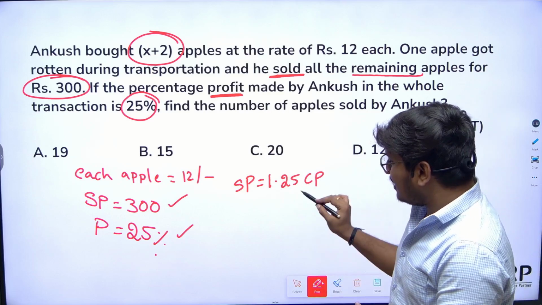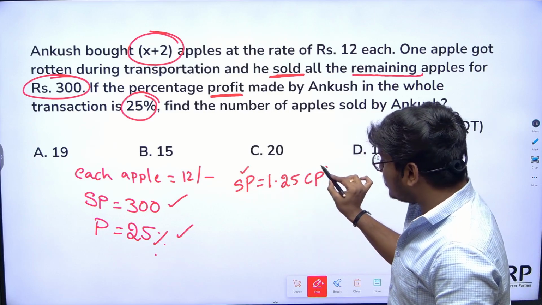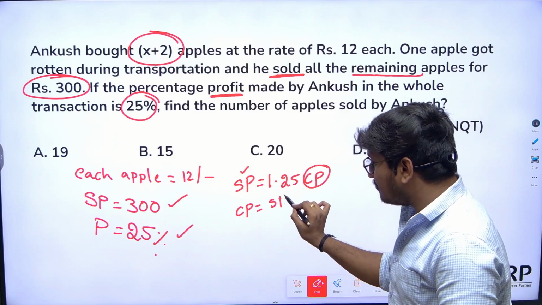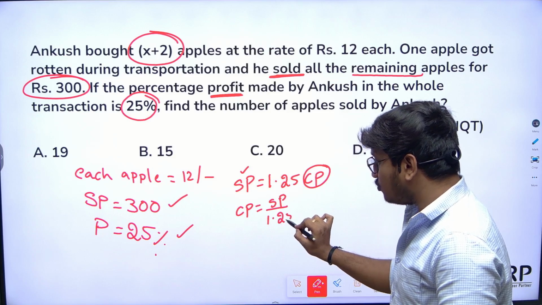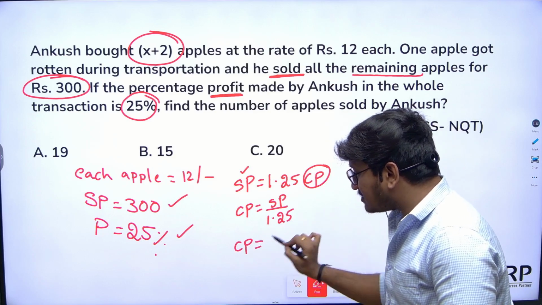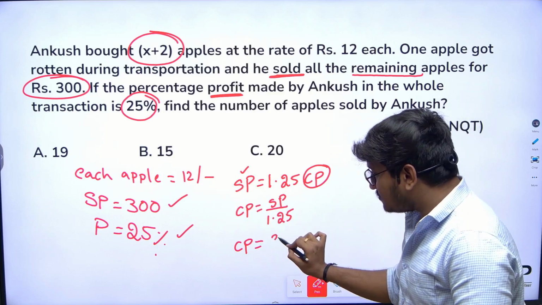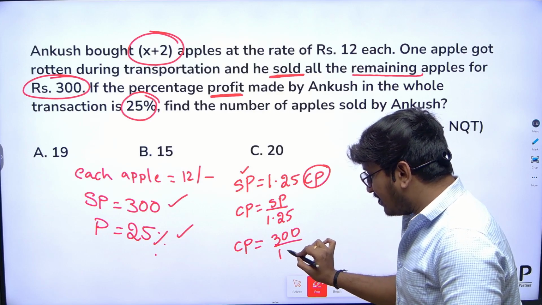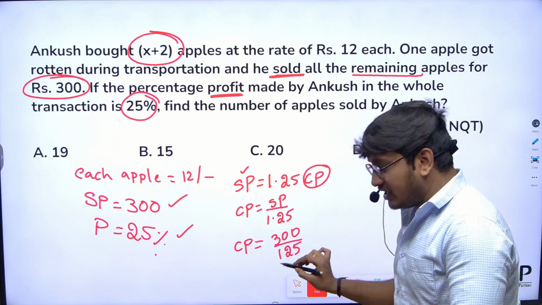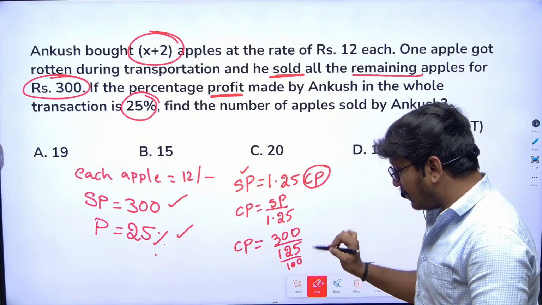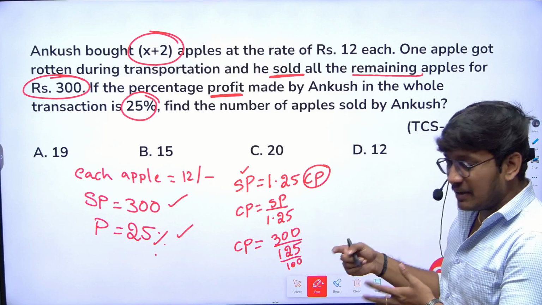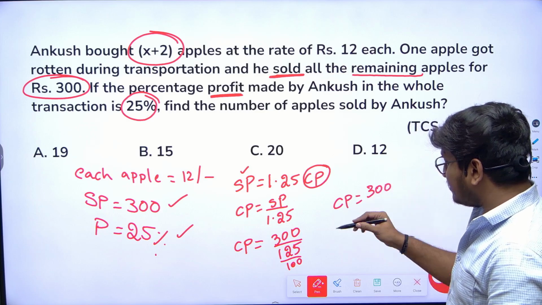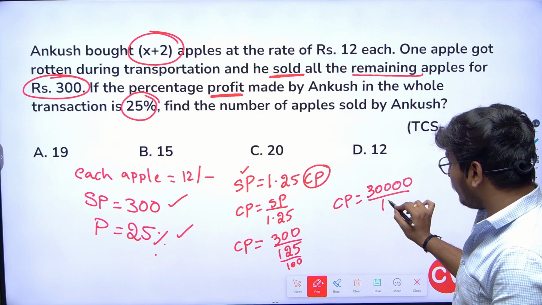So from this, we already know the selling price, we just need to find the cost price. So can I say that cost price is equal to selling price by 1.25? Now the cost price of the apples, I am getting it as, selling price is how much? 300 by 1.25. So can I write 1.25 as 125 by 100, because I'm removing the decimal and taking by 100. So now the cost price I'm getting as 300, 100 will go to the numerator, so by 125.